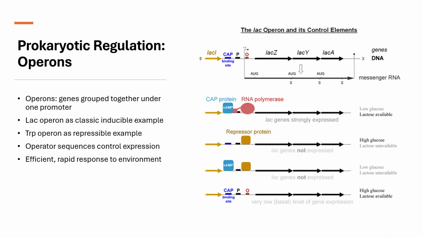Prokaryotes love efficiency, so they group related genes into operons, like bundling your streaming services, except these bundles actually make sense. The lac operon turns on only when lactose is available, ensuring bacteria don't waste energy on enzymes for lactose digestion unless the sugar is around. Meanwhile, the trp operon shuts down when tryptophan levels are high, preventing overproduction. Operator sequences act like regulatory switches, controlling RNA polymerase's access.